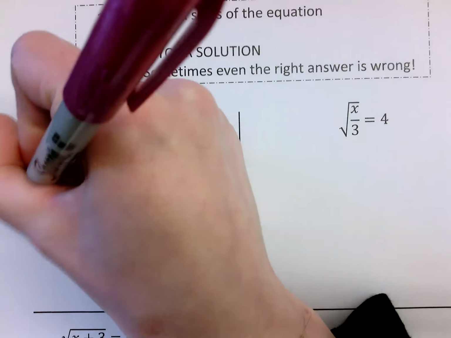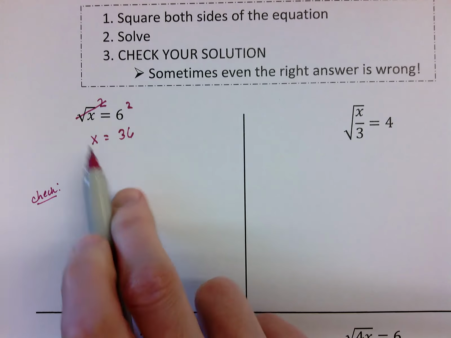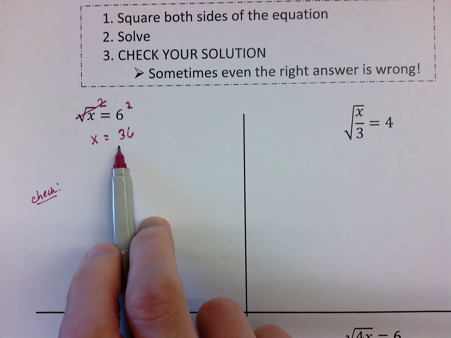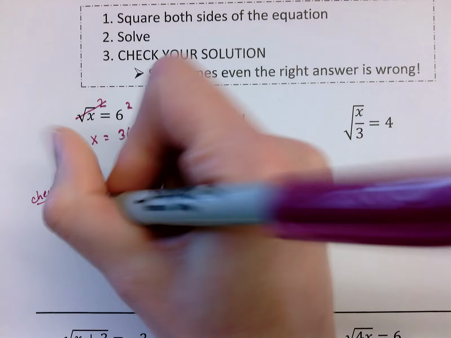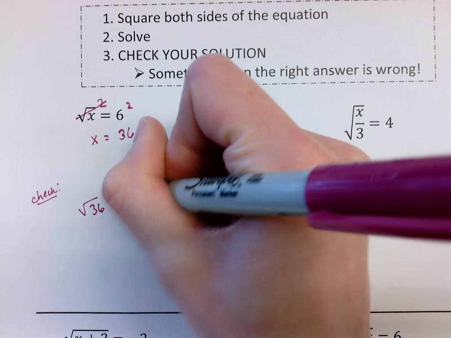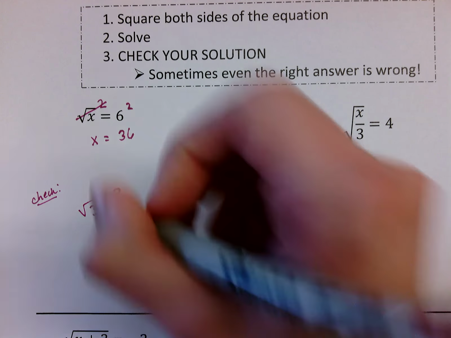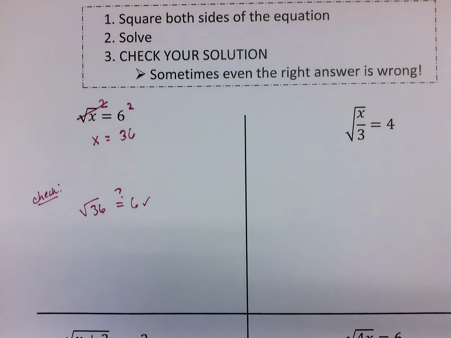Then we're going to check our answer. I'm going to go back to my original equation and plug in this number and make sure it works. So the square root of 36, is that equal to 6? You put a little question mark above the equal sign to show that you're checking. Is the square root of 36 equal to 6? Yeah, it is. So we're good. That didn't take long. No big deal.